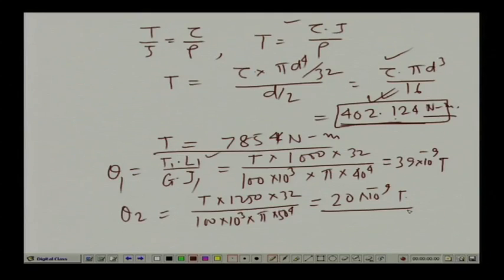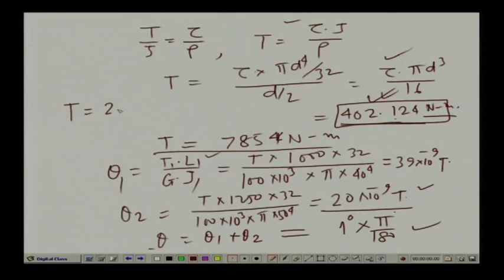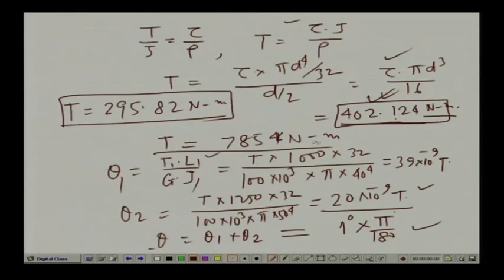Now, if we combine these two, that will give us the value of theta, which is equal to theta 1 plus theta 2, and that if we equate to 1 degree, which is equal to pi by 180 radian, then from this we can get the value of T. If we equate theta, which is the sum of theta 1 plus theta 2, to this pi by 180, it comes the value of T as 295.82 Newton meter.